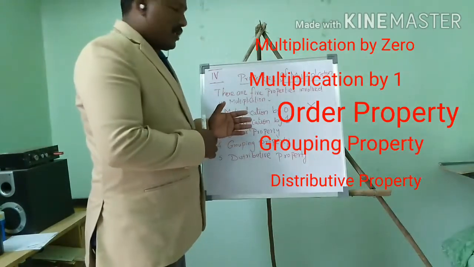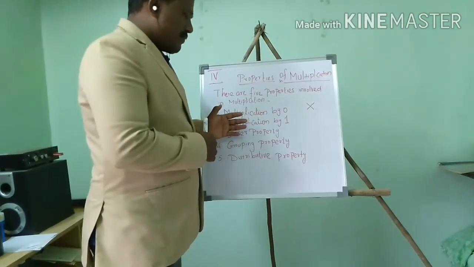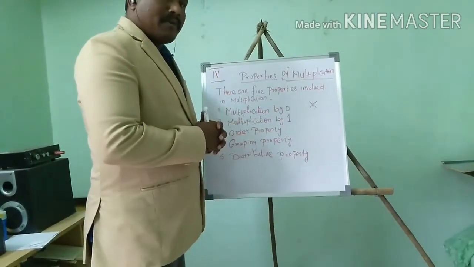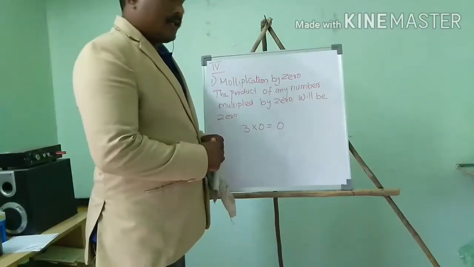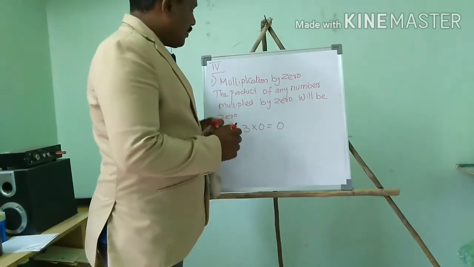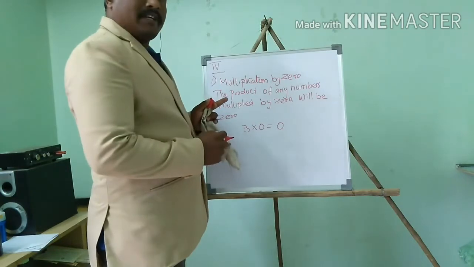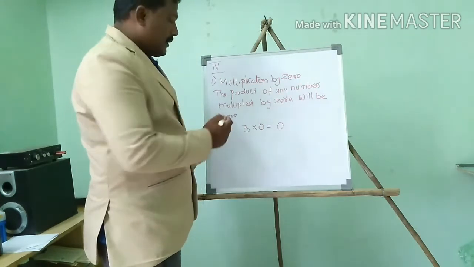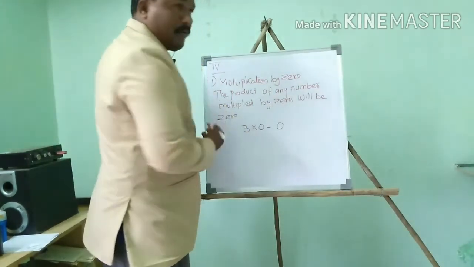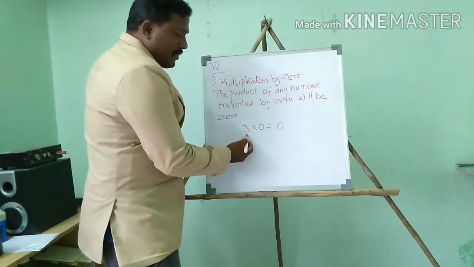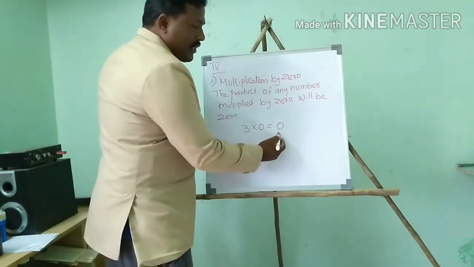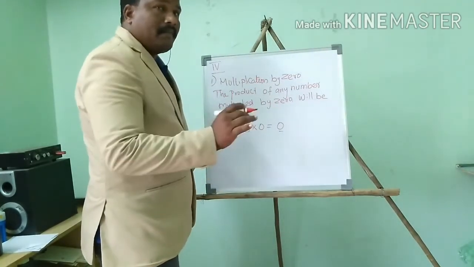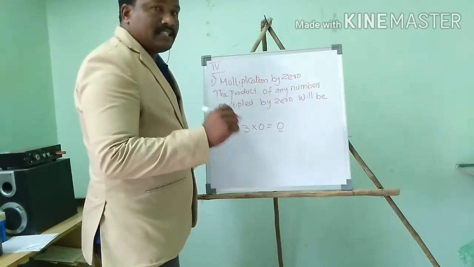We will see them one by one. What is meant by multiplication by 0, multiplication by 1, order property, grouping property, distributive property. Okay. Let me see the first property, multiplication by 0. The product of any number multiplied by 0 will be 0. Example, if I multiply 3 by 0, I get the product 0. So it means you can multiply any number with 0, the product is 0.